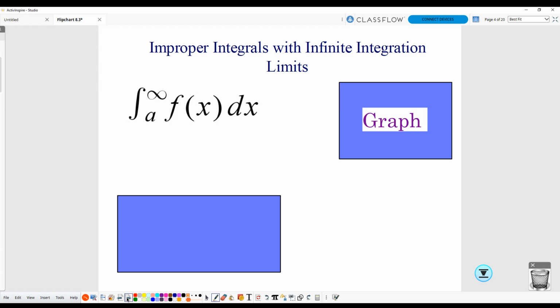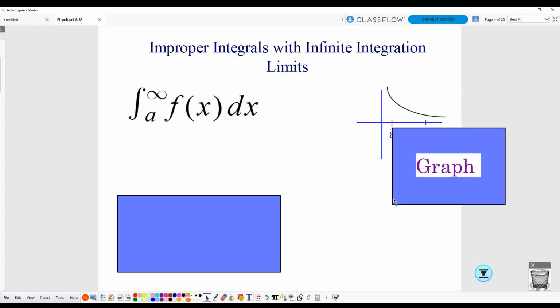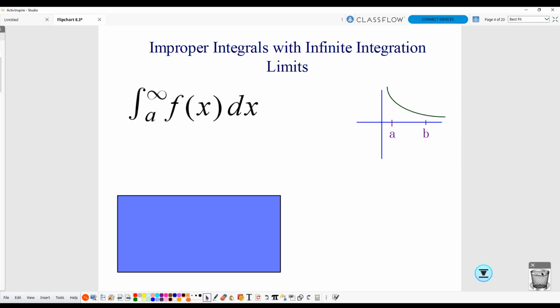Okay, so here's an improper integral. And we're not allowed to integrate to infinity. A is some number like 1, and then there's infinity. So they cheat, and they say, you know what? We're going to just integrate from A to B, and then go snicker, snicker, snicker. We're going to take B out to infinity.